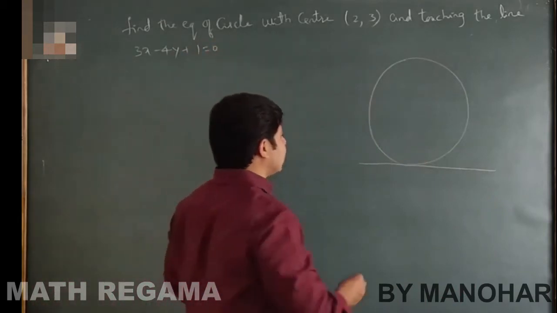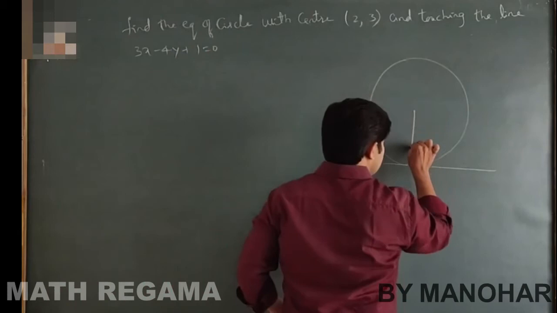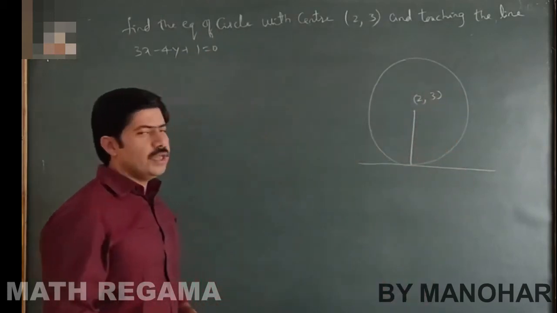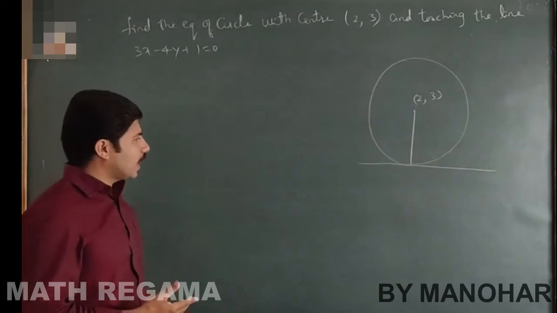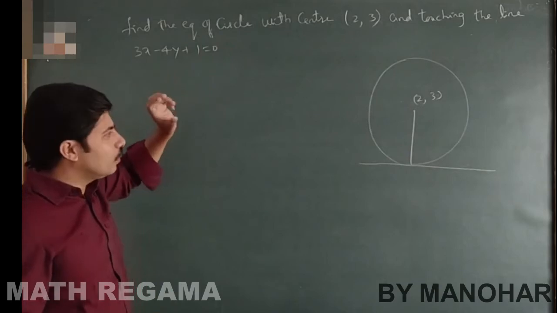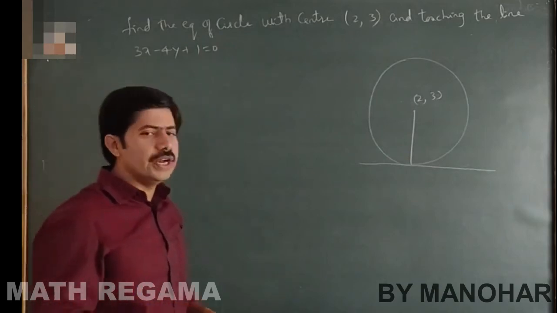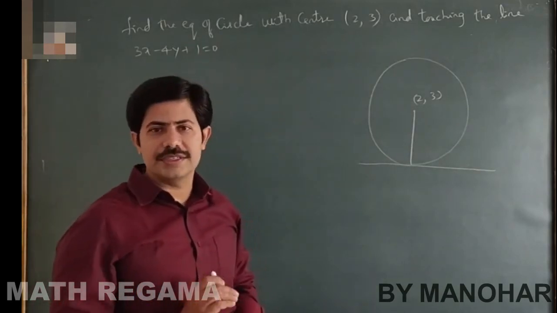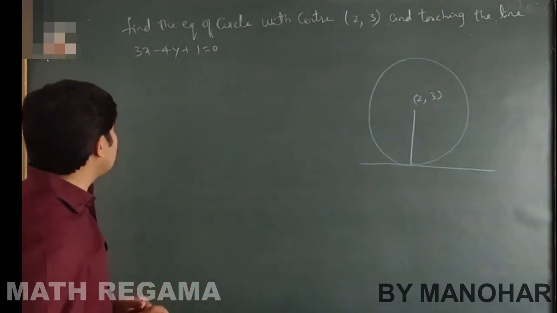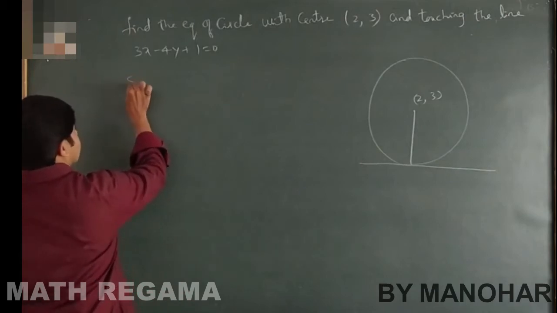And what is the center they have given? Center is (2, 3). Okay. So here the center is given, the tangent is given. We have to find the equation of the circle. To find the equation of a circle, we need center and radius. So the center is already given to us. So now we find out the radius. How to find the radius?